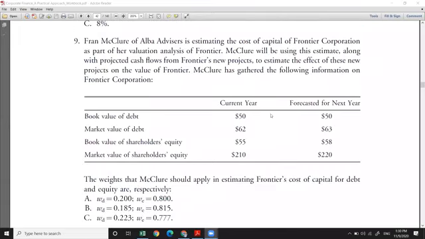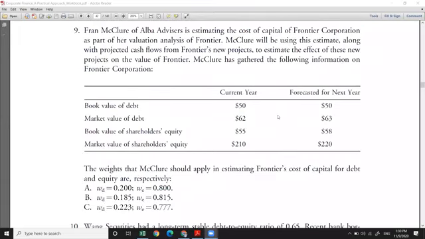Question 9. I'm not going to read this question, but just go directly to the numbers. So book value of the debt, market value of the debt, book value of shareholders' equity, and market value of shareholders' equity. You're asked to calculate the weights McClure should apply in estimating the cost of capital for debt and equity. So you just need to estimate the proportion of debt and proportion of equity.